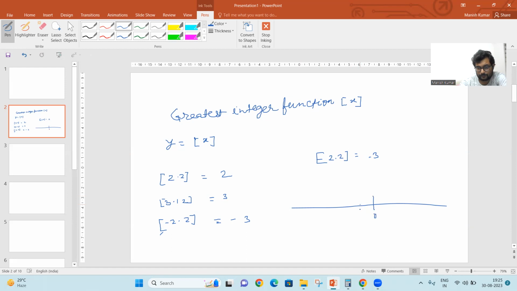Okay, 0, minus 1, minus 2, and minus 3. This minus 2.2 is somewhere in between these. So this will be taken like this. If some value is between 1 and 0, then it is 0, like this. Okay, so I am showing the plot to you.